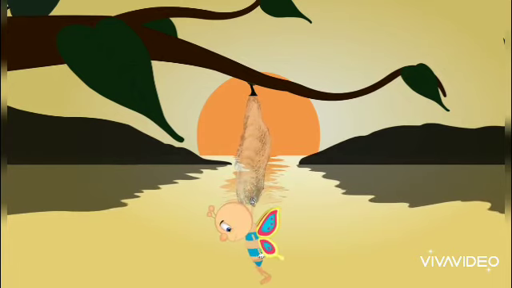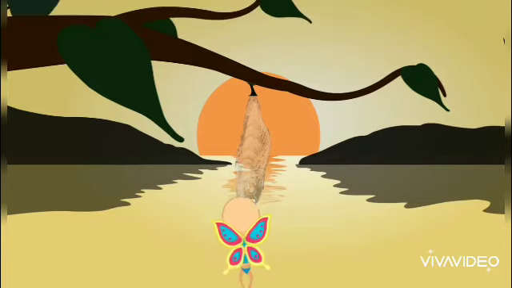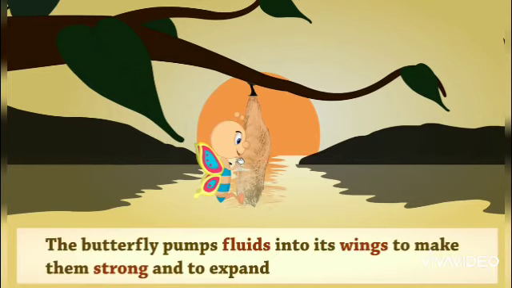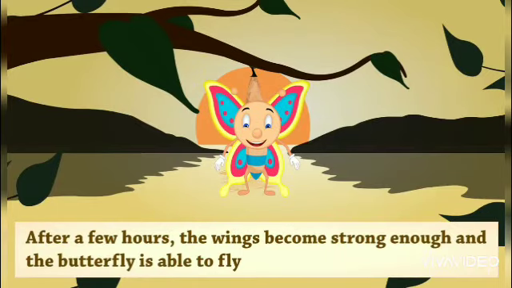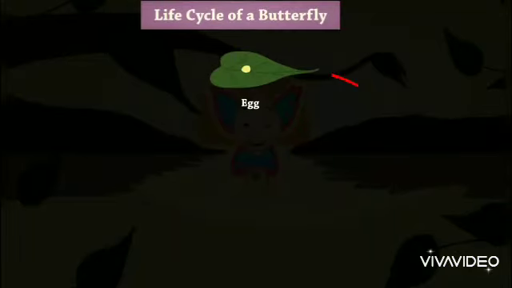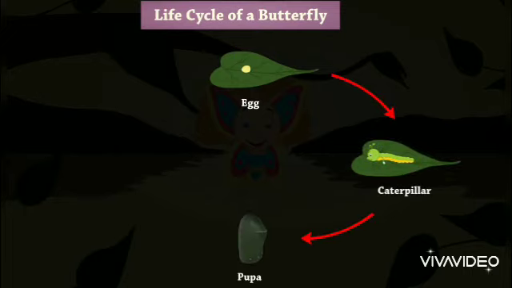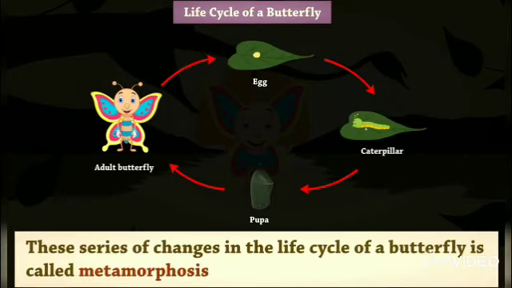When the butterfly comes out, its wings are small and wet. The butterfly pumps fluids into its wings to make them strong and to expand. After a few hours, the wings become strong enough and the butterfly is able to fly. This series of changes in the life cycle of a butterfly is called metamorphosis.